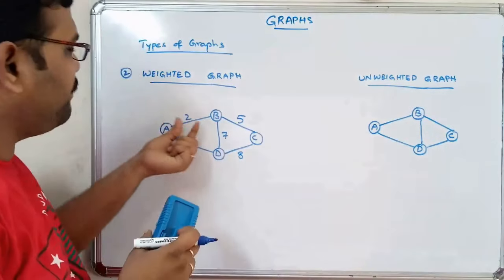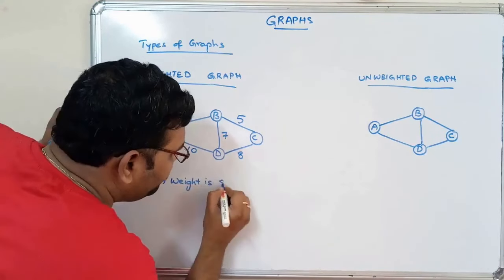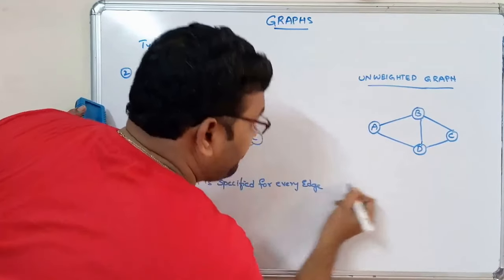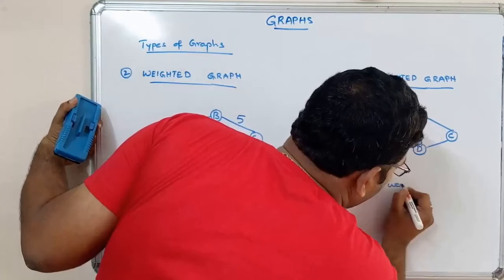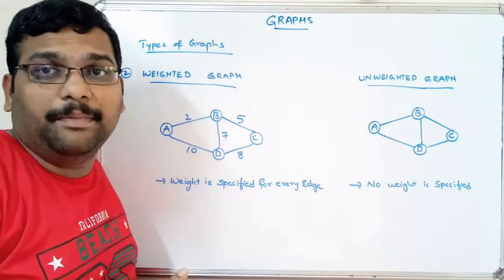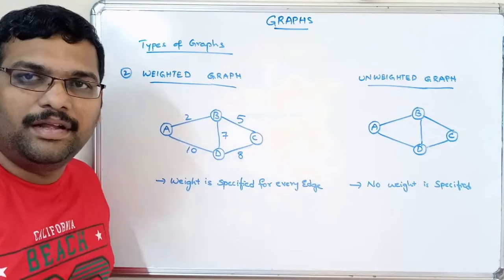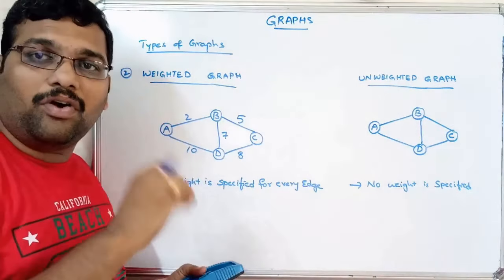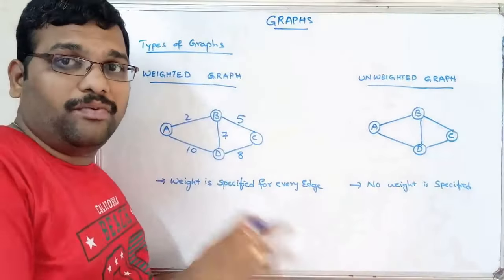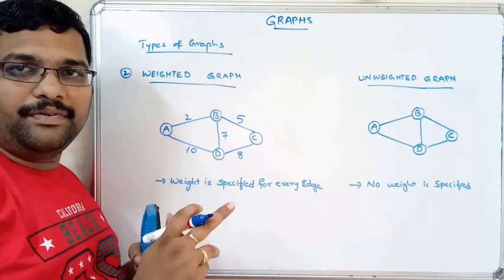If you specify some weightage for every edge, that is called a weighted graph. Here weight is specified for every edge. Here no weight is specified. Either it may be directed or undirected, whatever it may be. In the directed also we can have the weighted, and in the undirected also we can have the unweighted. If the edge has any weight or cost, then the graph is called a weighted graph. And if the graph doesn't have any cost or weight specified for the edge, that is called an unweighted graph. This is the difference between weighted graph and unweighted graph.